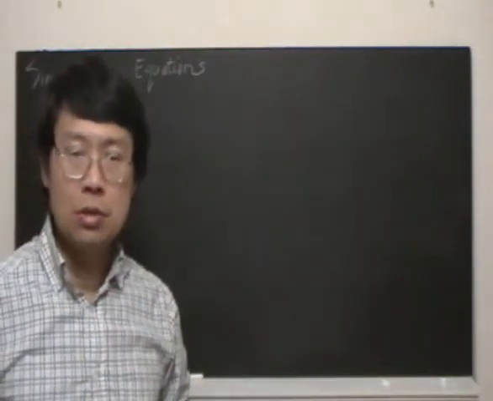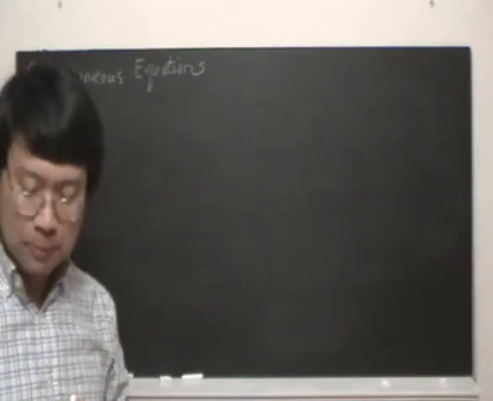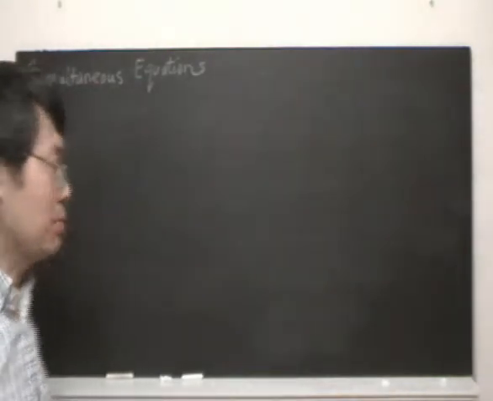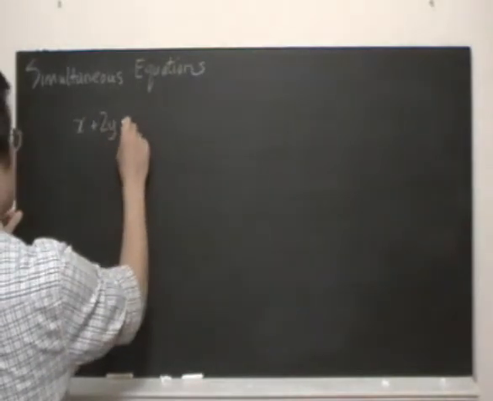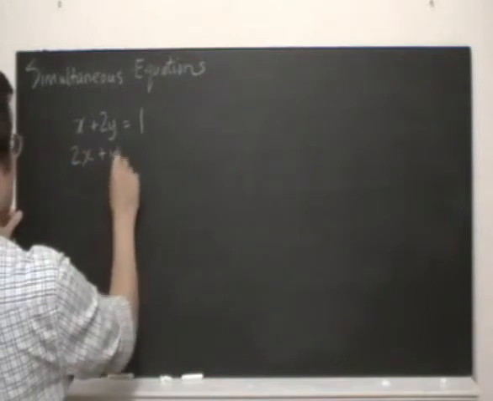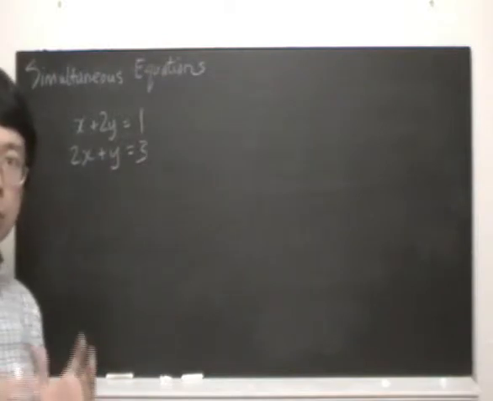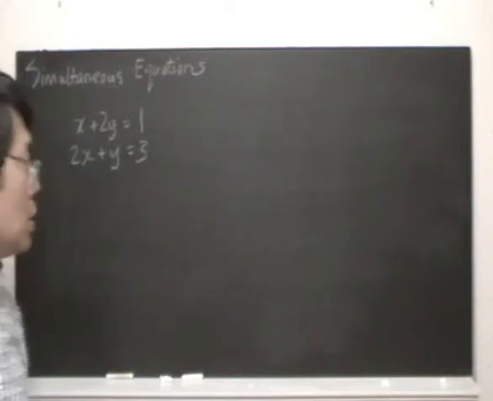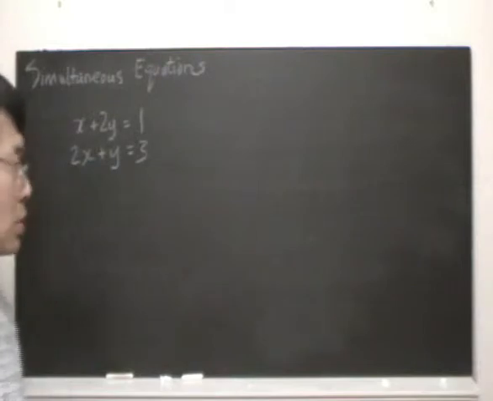Simultaneous equations. Today we are going to talk about these equations. Let me start with an example. There are two equations here with the symbols x and y. So there are two unknowns in these two equations.